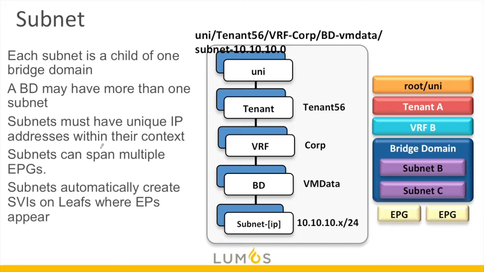Subnets can span multiple EPGs, and they typically will. And subnets automatically create SVIs on leafs where endpoints appear. So this is a pervasive default gateway.